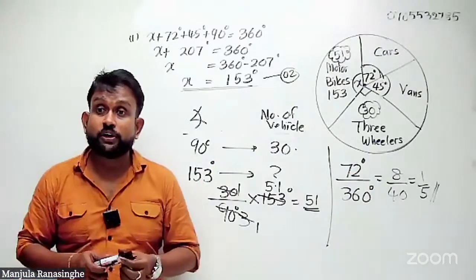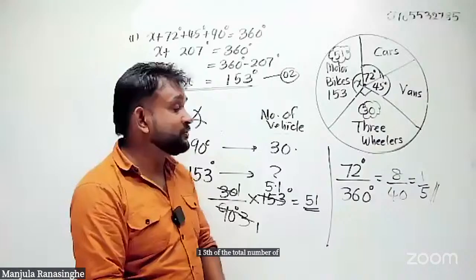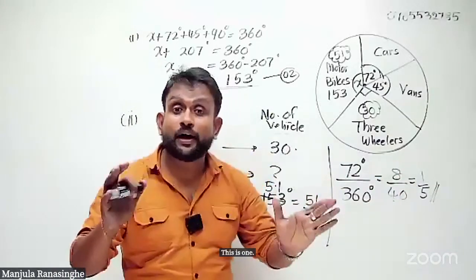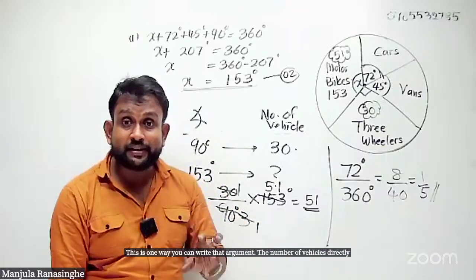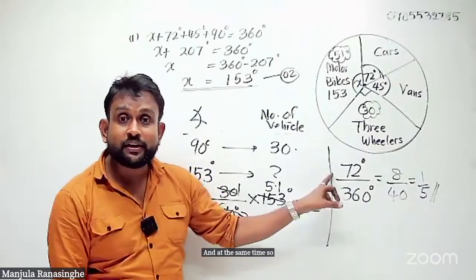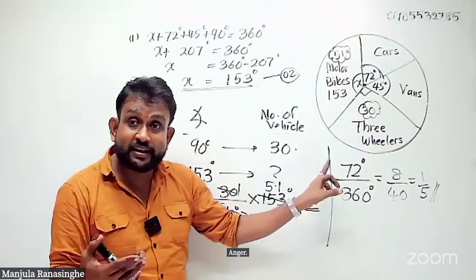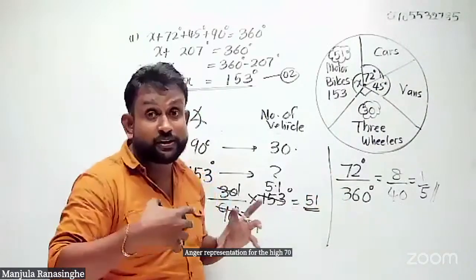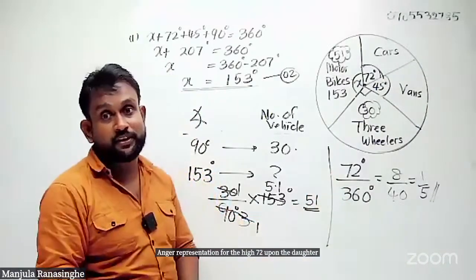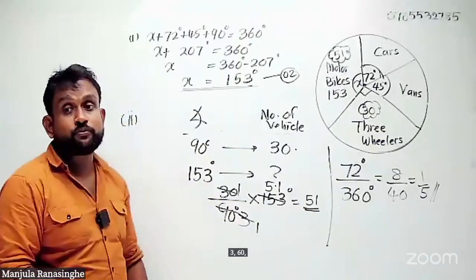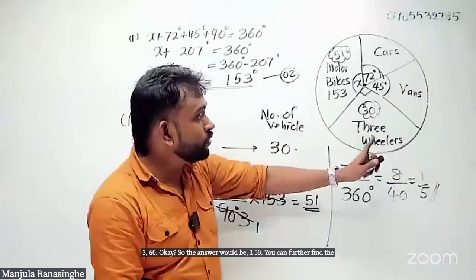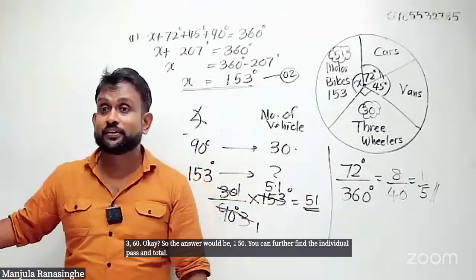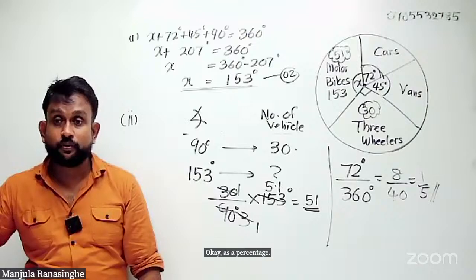1/5 of the total number of vehicles. Or this is one way you can write that argument: the number of vehicles is directly proportionate to the angle at the center. So the angle representation for the car is 72 upon the total representation of vehicles, 360. So the answer would be 1/5. You can further find the individual cars and the total, and put it as a percentage or a fraction.